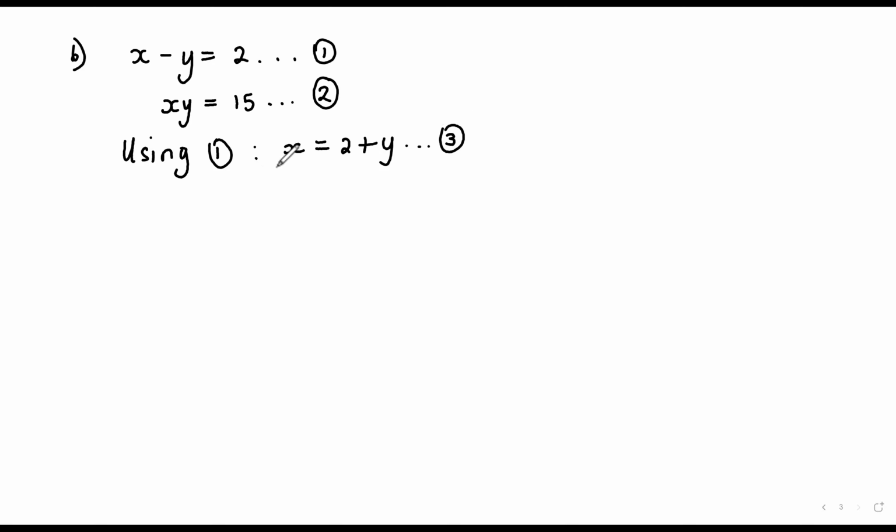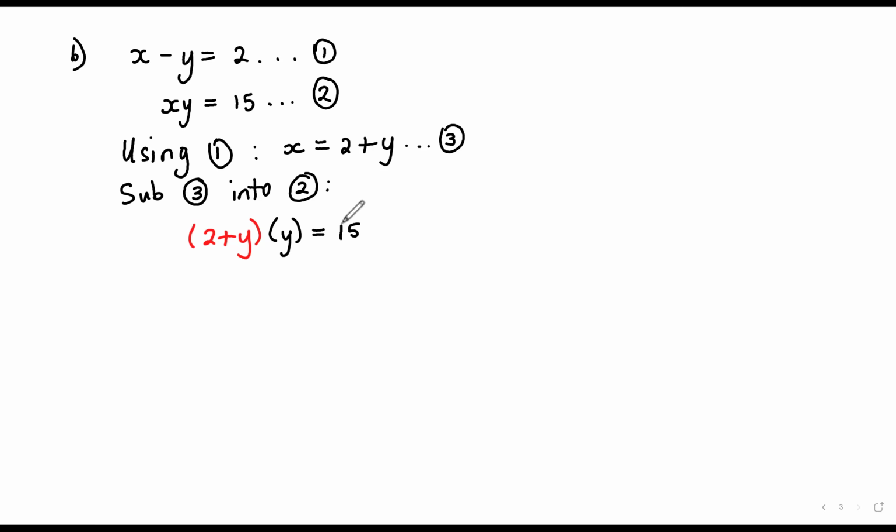And now I know what x is equal to, so I'm going to substitute equation 3, x is equal to 2 plus y, into equation 2. And what that means is wherever I have x in that equation, I'm going to replace it with 2 plus y. Now remember, that xy literally means x times y. So the substitution would be what x is, that is 2 plus y, multiplied by y. So it'll be 2 plus y times y. And all of that is equal to 15.